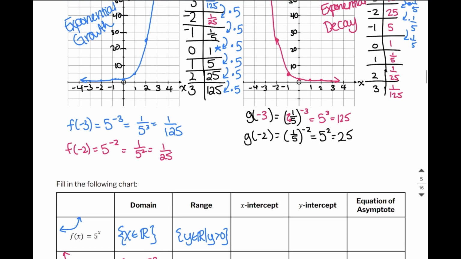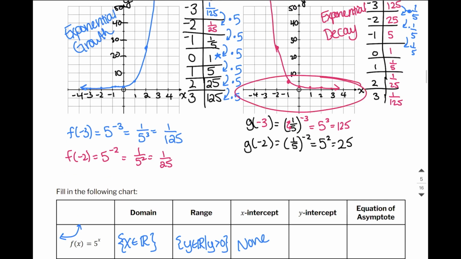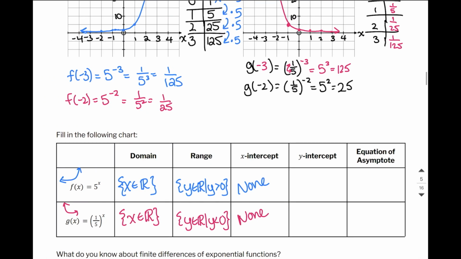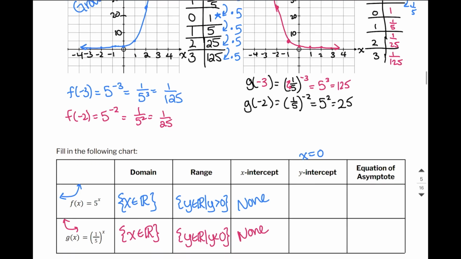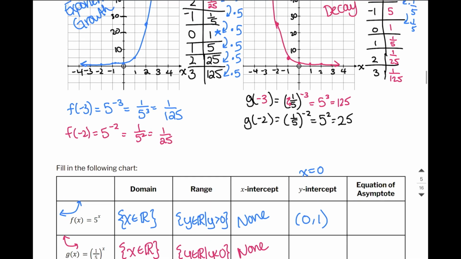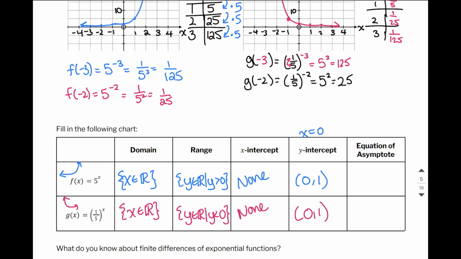Now, because this will never cross the x-axis right here, what does that tell us? We have no x-intercept, either way. Now for the y-intercept here, we can see that the y-intercept always happens when x equals 0, right? And when x equals 0, the y-intercept here is 1. So our y-intercept here is (0, 1). And the same thing is true over here. When x is 0, the y value is also 1. And that should make sense to you, because any input that I put in here, if I have an exponent of 0, I should always get 1.